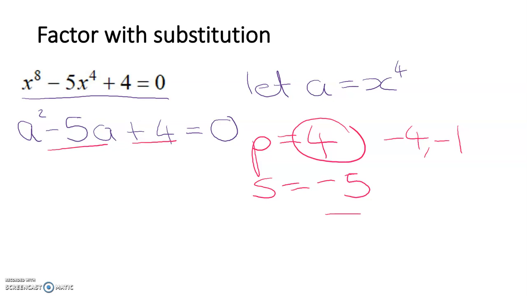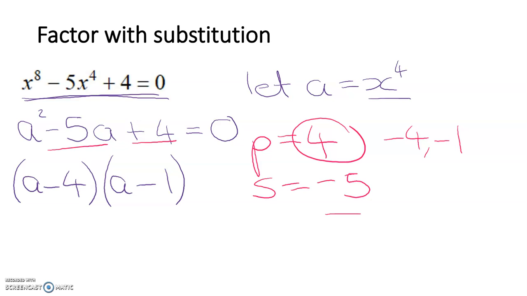Those two values go straight into our bracket and form our factors. So we have a minus 4, a minus 1. But a wasn't in our original polynomial, so we now have to put our x to the power of 4 back in where a is. So we actually have x to the power of 4 minus 4 and x to the power of 4 minus 1. And these can be factored further.